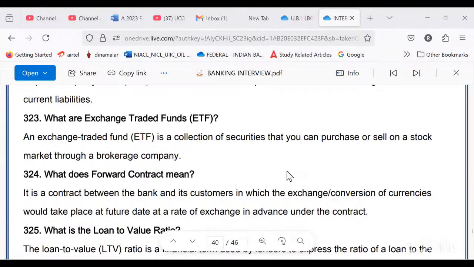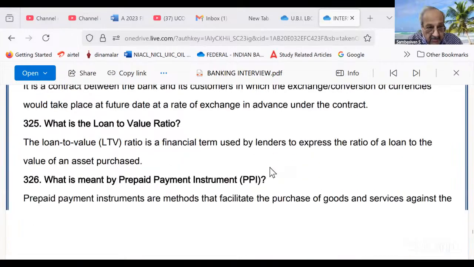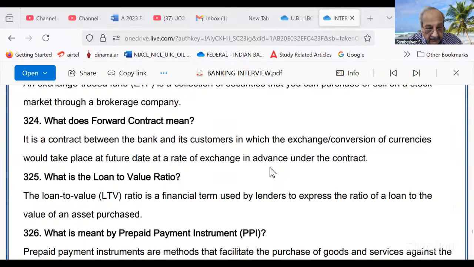323. What are exchange traded funds? ETF. An exchange traded fund, ETF, is a collection of securities that you can purchase or sell on a stock market through a brokerage company. Okay, continue. 324. What does forward contract mean?